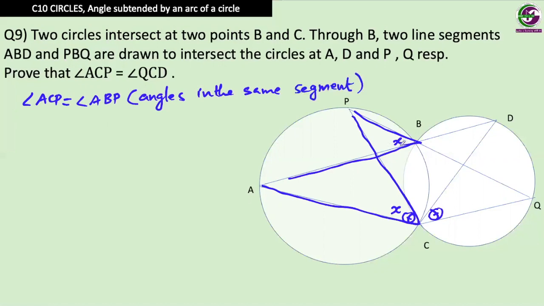So we get these two angles are equal. But angle PBA and DBQ are vertically opposite angles. So this is also X. But angle PBA is equal to angle DBQ. Vertical angles.